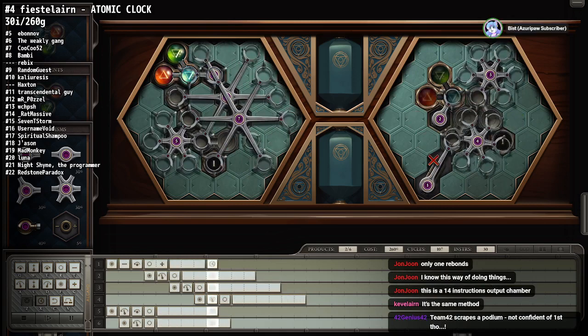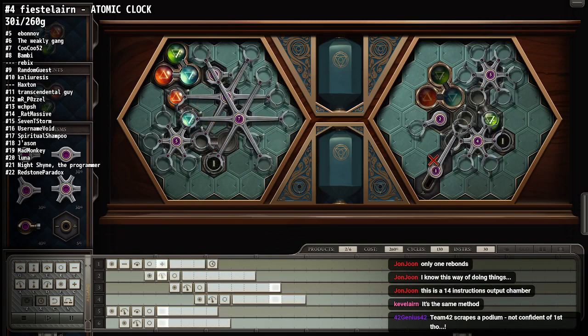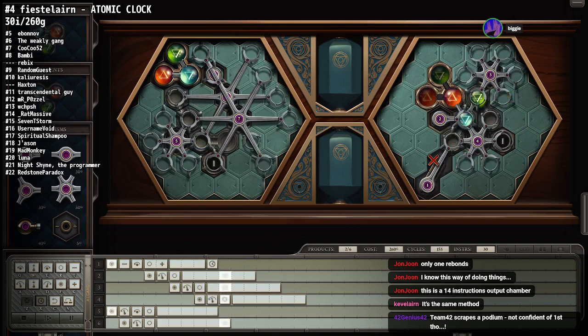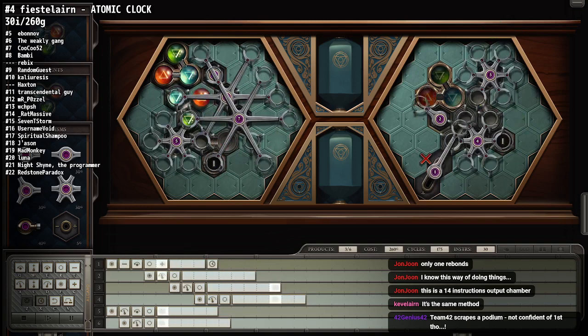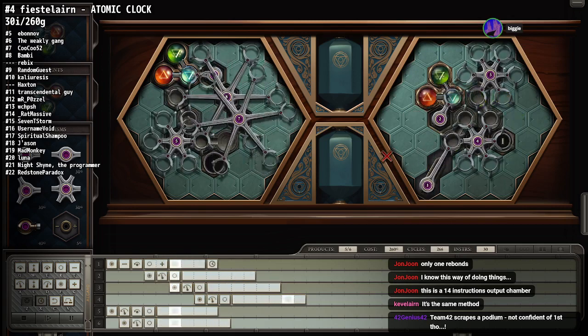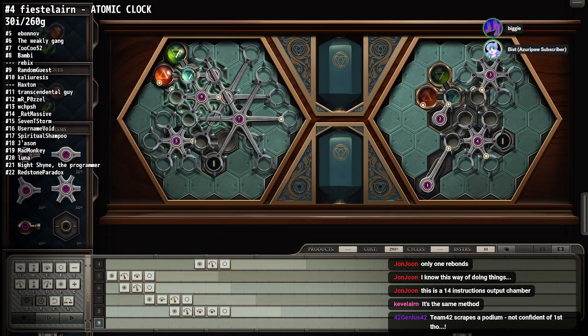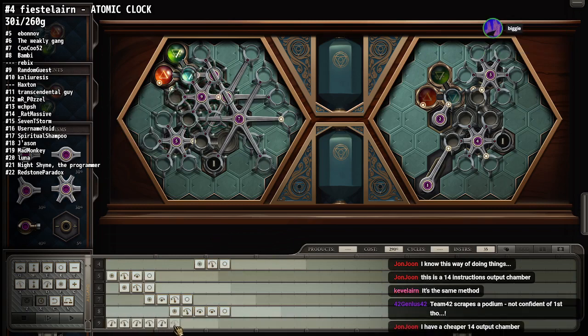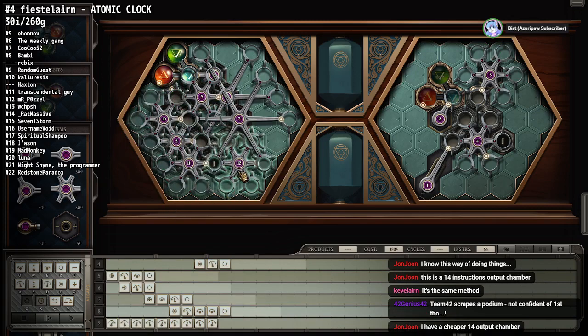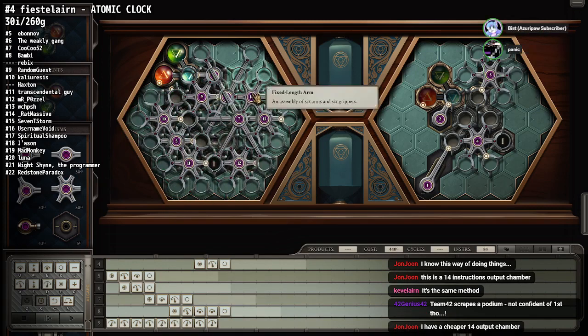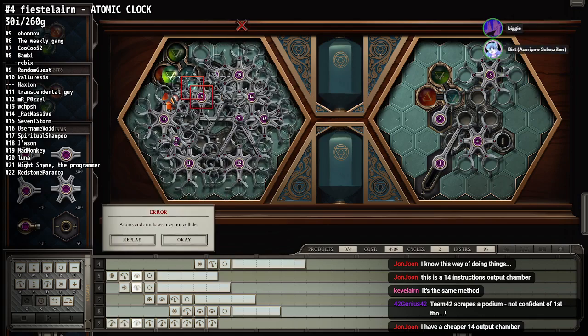Team 42 scrapes the podium. This is a really good output chamber, by the way, but the input chamber is so hard for me to follow because it's just so noisy. It's doing rotations, but when Arm 7 drops on the output, I can see it. Arm 7's the output arm, it just speeds it up in a strange way. Oh no, it crashes.